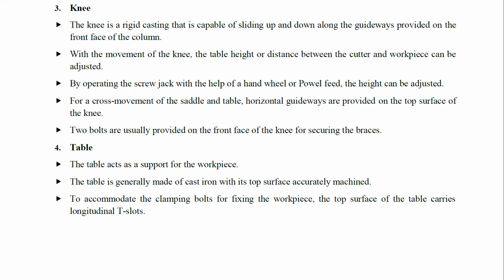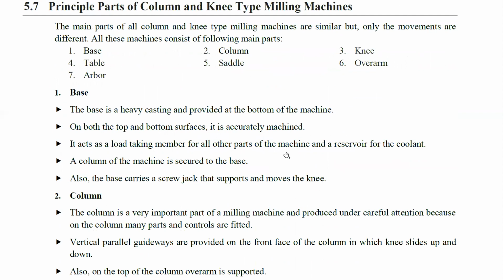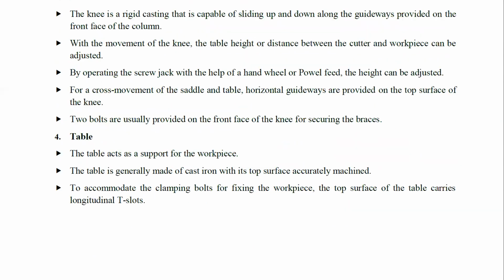For cross movement of the saddle and table, horizontal guideways are provided on the top surface of the knee. Two bolts are usually provided on the front face of the knee for securing the braces. Okay, this is about the knee, you can see in the figure. Then the next part is the table.